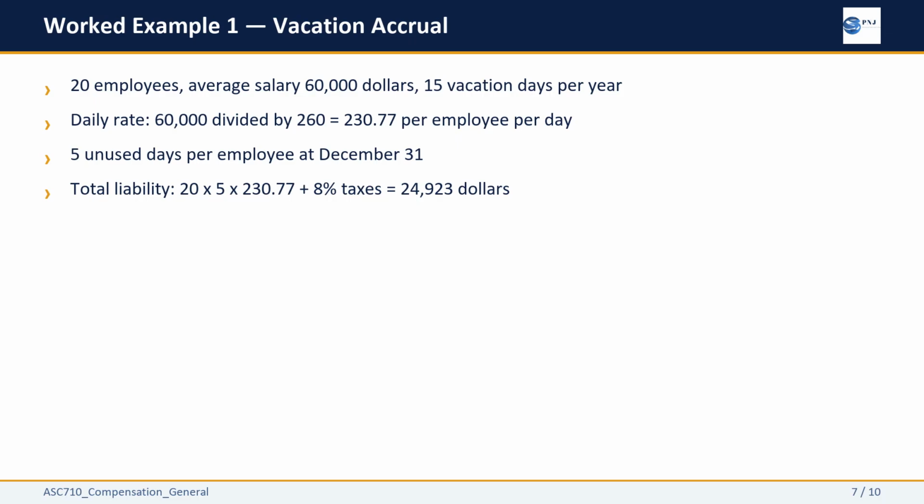Walk through the numbers. 20 employees, each earning an average of $60,000 per year. That works out to a daily rate of $230.77, $60,000 divided by 260 working days. Each employee has 5 days of unused vacation at December 31. Total gross liability: 20 employees times 5 days times 230.77 equals $23,077. Add employer payroll taxes at 8%, $1,846. Total vacation liability at year-end, $24,923. That is the balance that should sit in accrued vacation liabilities on your balance sheet. If your current balance is different, calculate the adjustment and post it.